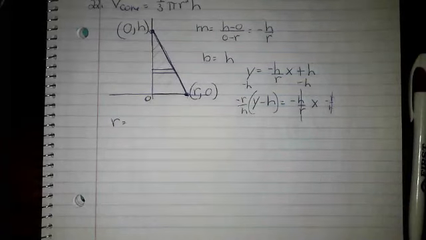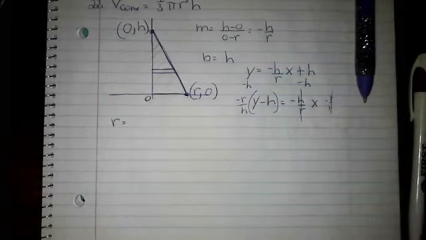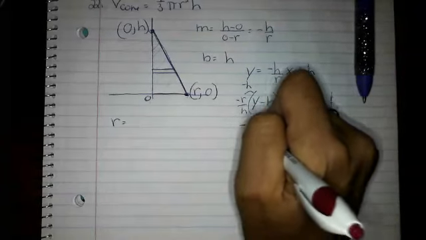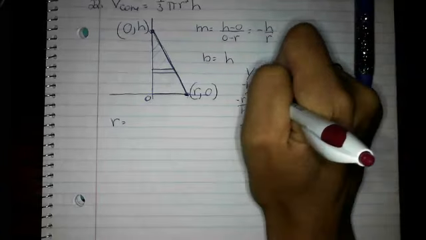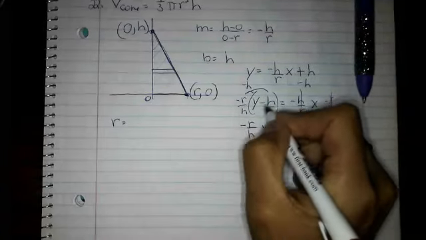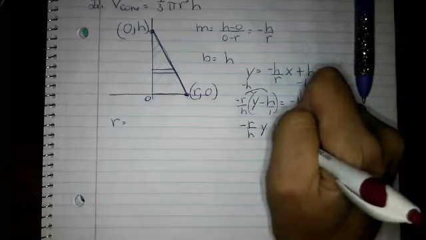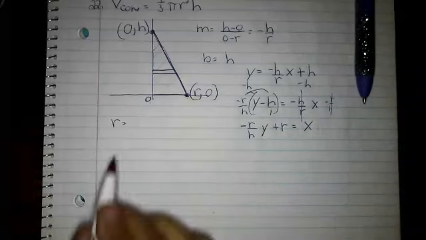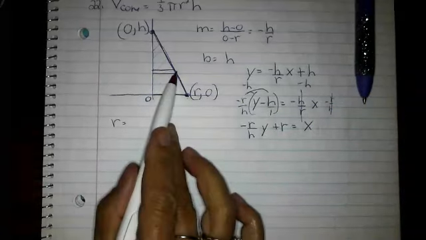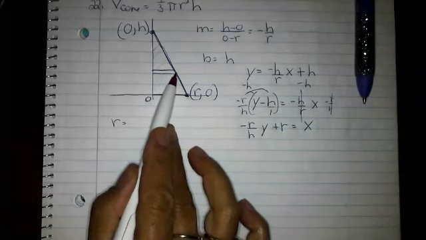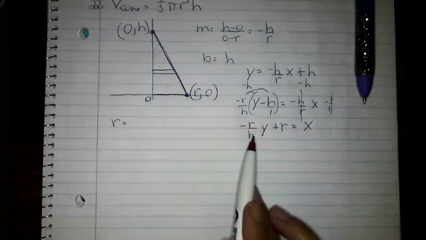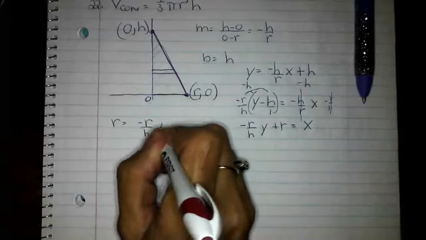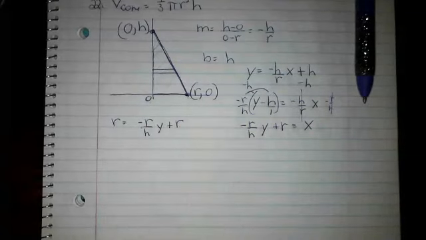I am going to take the time to distribute this. So we will have a negative r over h y. When I distribute here, think of that as h over 1. The h's are going to cancel. I'm going to have a plus r equals x. So our radius is the equation of this line in terms of y, which we just found. So our radius is negative r over h y plus r.